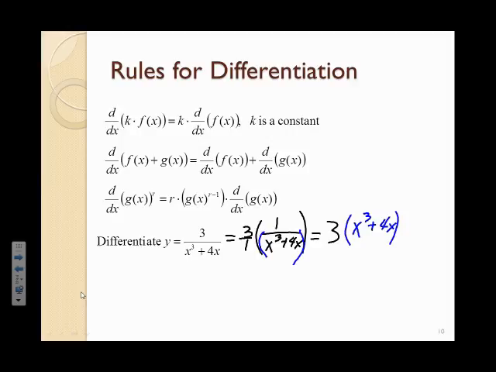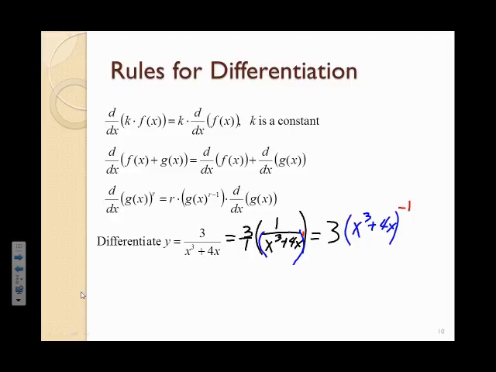Now, when we're doing this, before, we would say that there's a 1 there. We don't write the 1. It's simply what's inside the parenthesis to the first power. So when we flip this over, we put a negative sign in front of that. So it becomes minus 1. So y becomes equal to 3 times x cubed plus 4x to the minus 1.